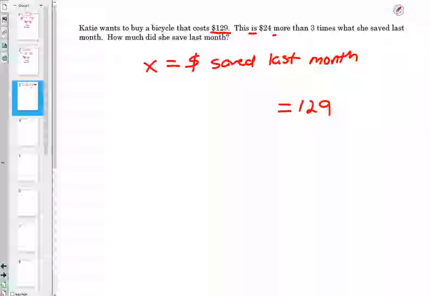24 more than, I don't know if I put more than as a subtraction word or not. In this case, it means addition, but you're going to see the first step we do is subtract. And then here's another key word. What does 3 times mean? Yeah. So 3 times what she saved last month, we define that as x. So 3x, and then 24 more than that is 129.